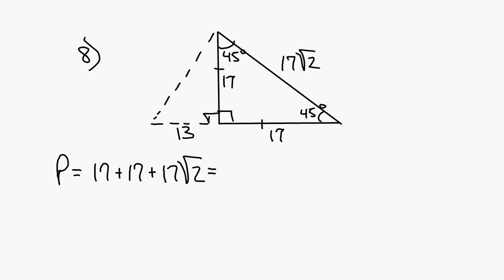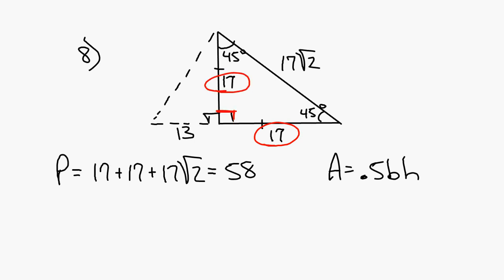Area of a triangle equals 0.5 times the base times the height. 17 is your base and 17 is your height. They're perpendicular to each other. So your area is equal to 0.5 times 17 times 17. It's 144.5. Area, perimeter.